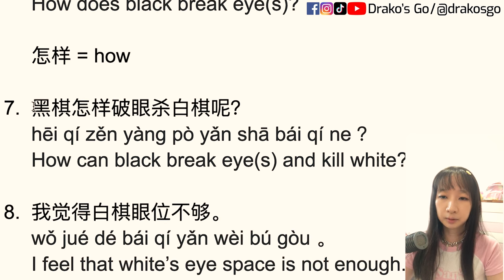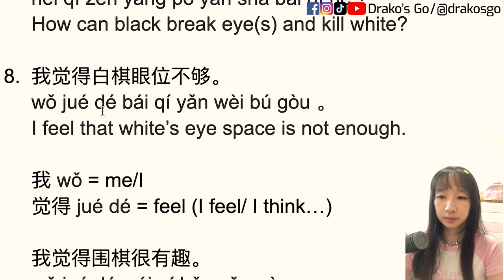The next sentence is quite similar with a few extra words. So now you can see how you can build upon your sentences with the terms that you've learned. 黑棋怎样破眼杀白棋呢? So there are three extra words added. 杀 is to kill. 白棋 is white. So how can black break eyes and kill white?